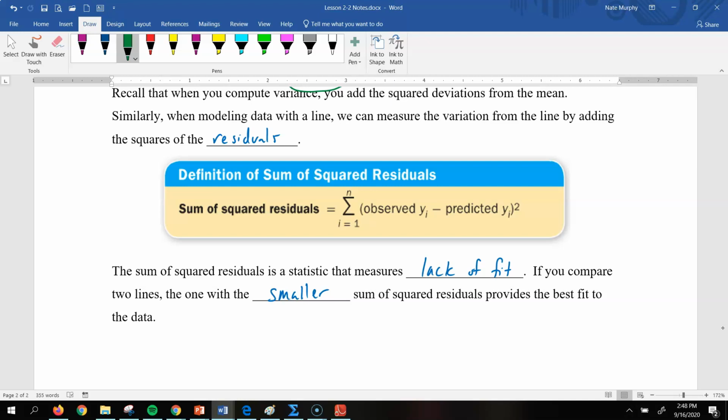We can use the sum of the squared residuals to see how good a fit we would have with the data. If you're comparing two sets of data, whichever one has the smaller sum of the squared residuals has the best line of best fit for the data. That's how you can compare two different graphs. The one with the smaller sum of the squared residuals is going to be the closer fit to the data. So that's the last piece you need to know.